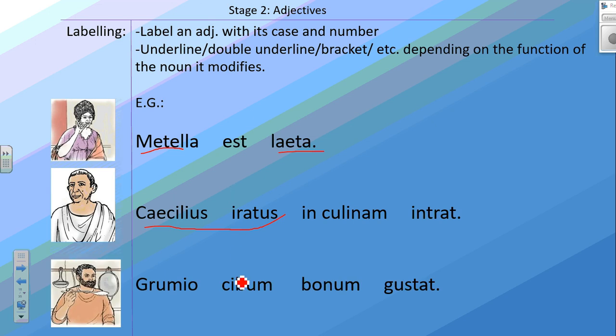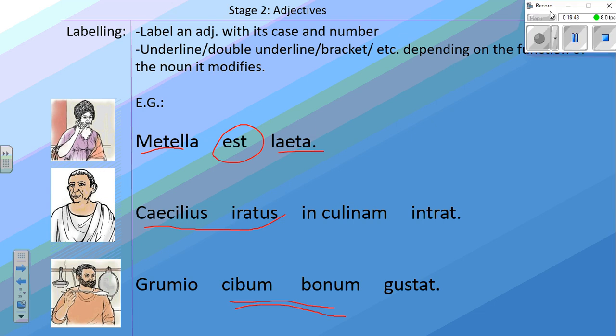And then Grumio cibum bonum, this time the adjective and noun pair are in the accusative case. All right, so Metella is happy, an adjective with the linking verb est. Caecilius iratus in culinam intrat. Angry Caecilius enters the kitchen. Here it is again with the nominative case. Grumio tastes the good food. So for example, right, we said food good in Latin. In English, we'll translate it as good food.